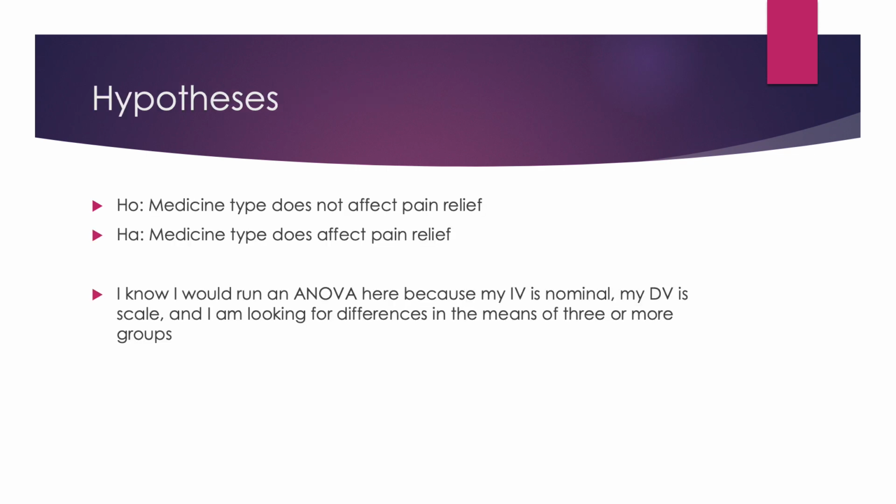Step 2, sorry, I didn't mean to go to step 2. Here are the hypotheses. The null is that medicine type does not affect pain relief, and the alternative is medicine type does affect pain relief. If you were wondering how you determine whether to run an ANOVA here or not, you'd say, I would run an ANOVA here because my independent variable is nominal, my DV is scale, and I'm looking for differences in the means of 3 or more groups.